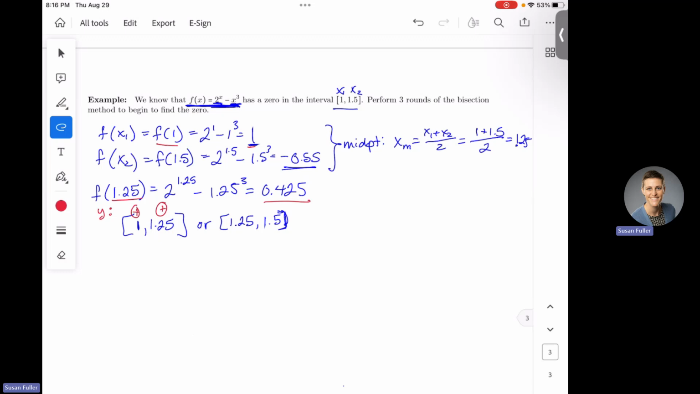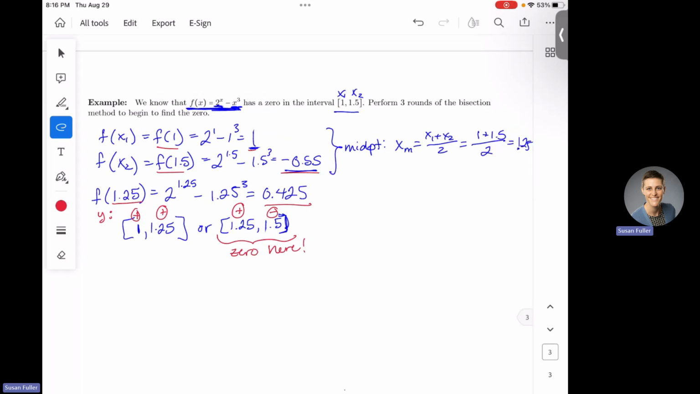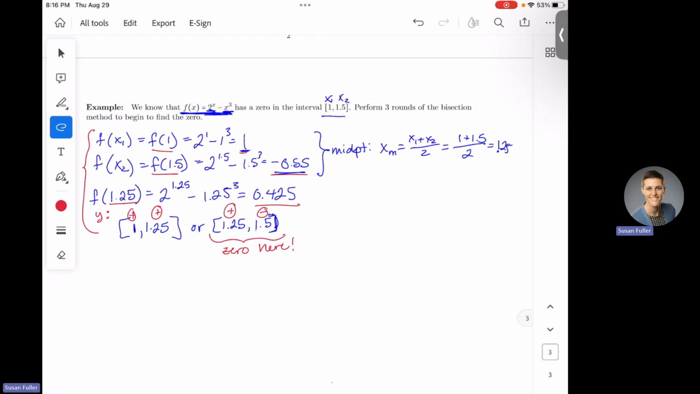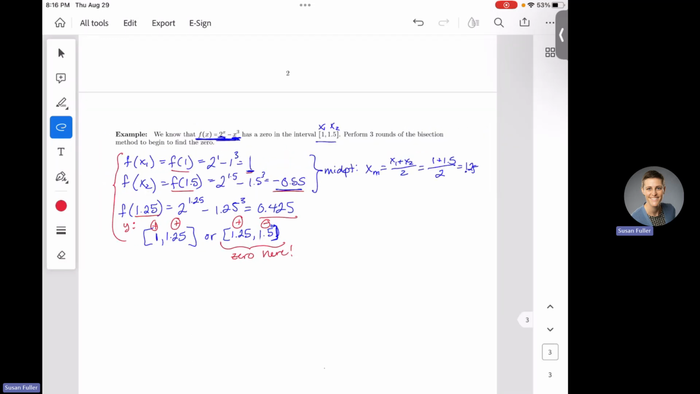So let's look at 1.25 to 1.5. Again, at 1.25, our y value is positive, and at 1.5, our y value was negative. This is where our 0 is. And so basically, now I'm going to start over and do the bisection method again using that interval instead. So this was all round 1 because it said it wanted to do 3 rounds of the bisection method. So now we'll move to round 2.